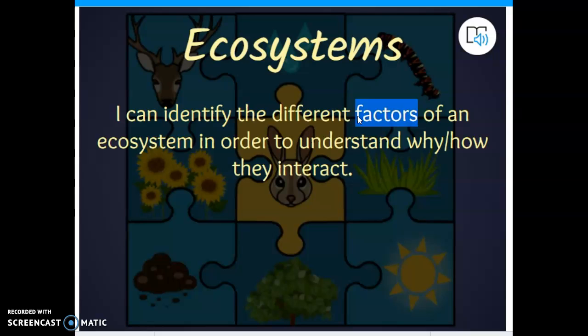You need to be able to identify the carnivores, the omnivores, the herbivores, the producers, the consumers, the decomposers. You need to know what a community is. You need to talk about the carrying capacity. All of those things are factors in an ecosystem. You need to understand why and how they interact. And that's very important as we move through this.